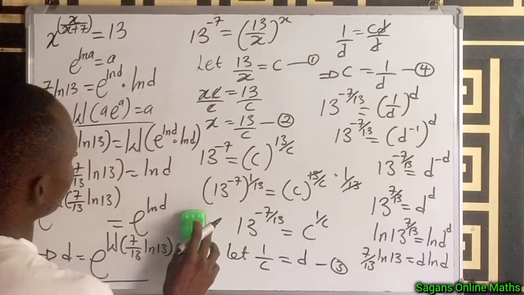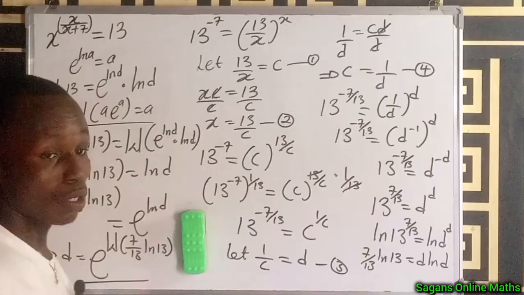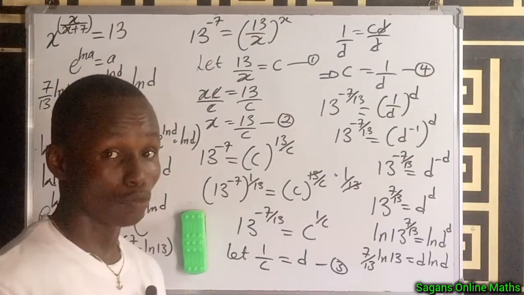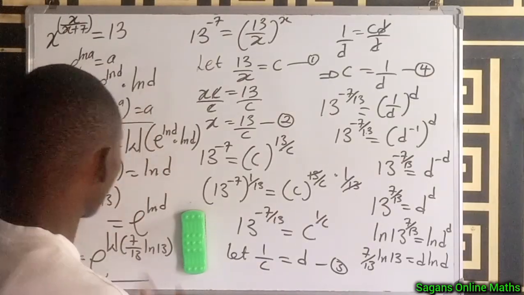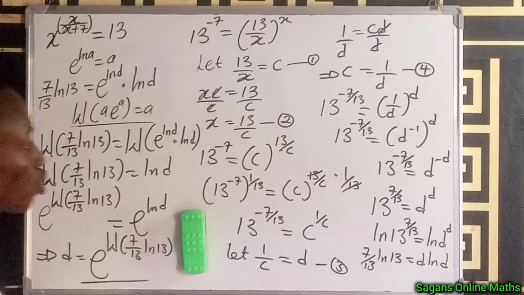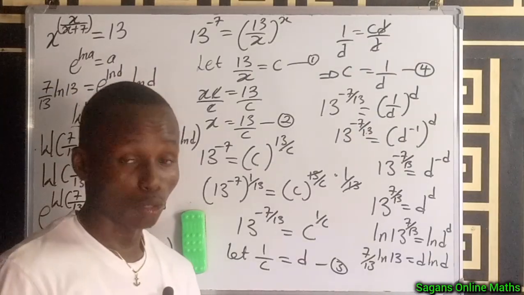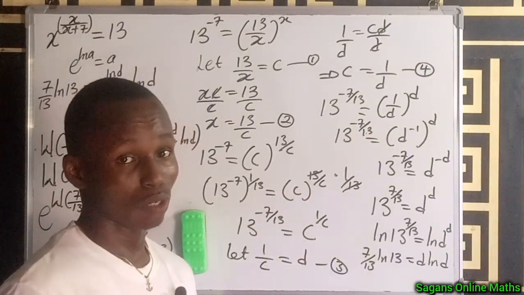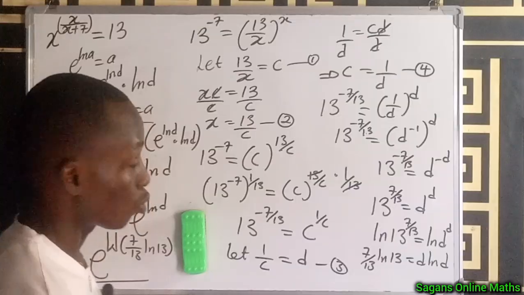But remember, we are not asked to solve for d, neither c. We are expected to find the value of x. But why are we doing this? We are doing this so that this question can be very easy and smart to solve, and very simple to approach, right?